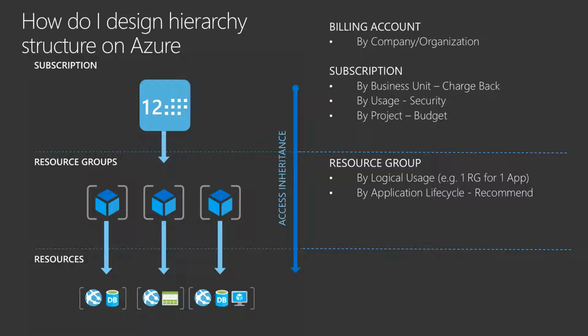For example, if I have an application that has a web tier and a database tier, the app tier has the same application lifecycle, while the database will have a different one. You probably want to upgrade the web tier, but maybe not frequently, and you may not want to upgrade the database tier every single month. So you probably want to set up a resource group for the application tier and another resource group for the database tier.